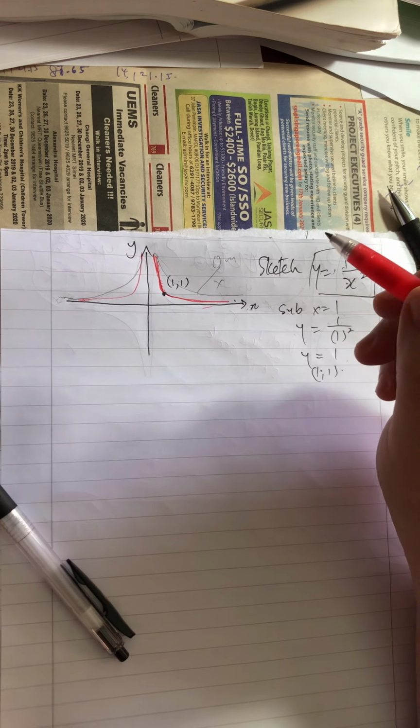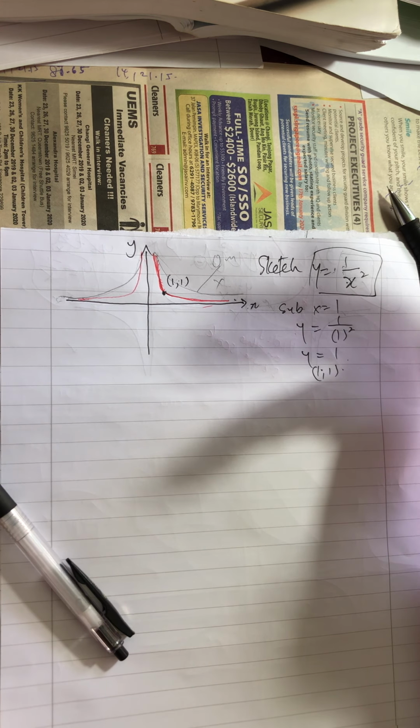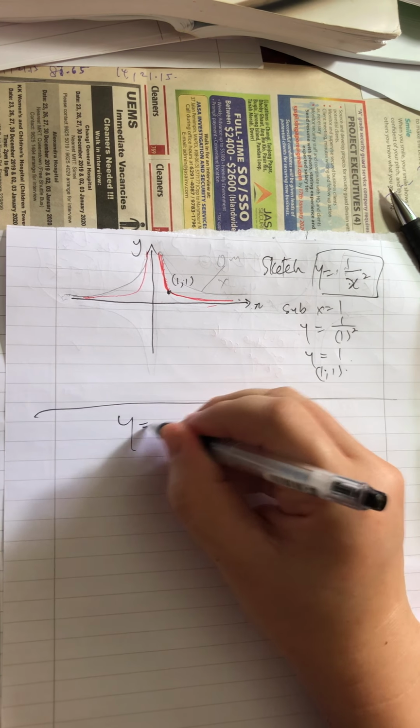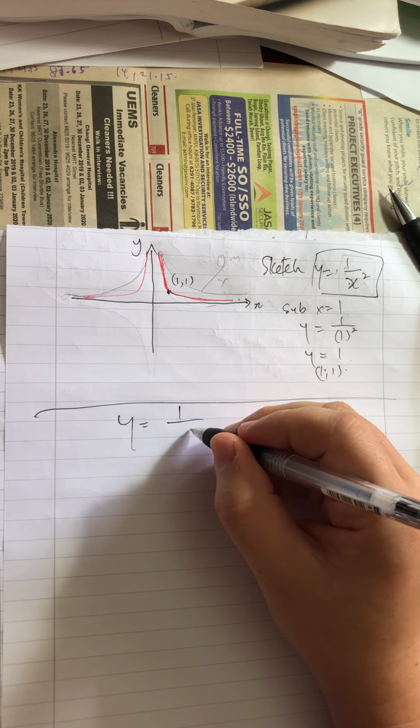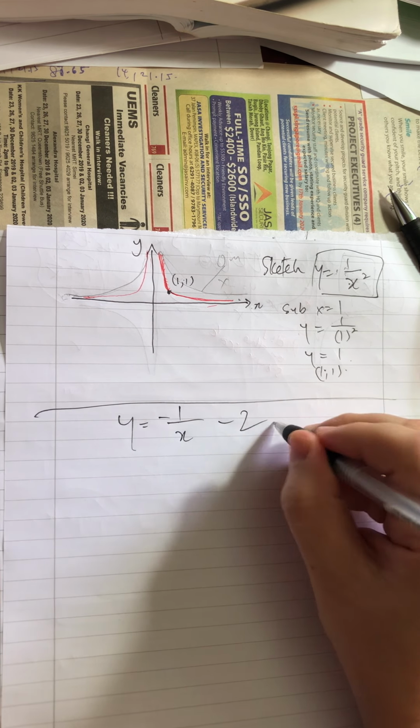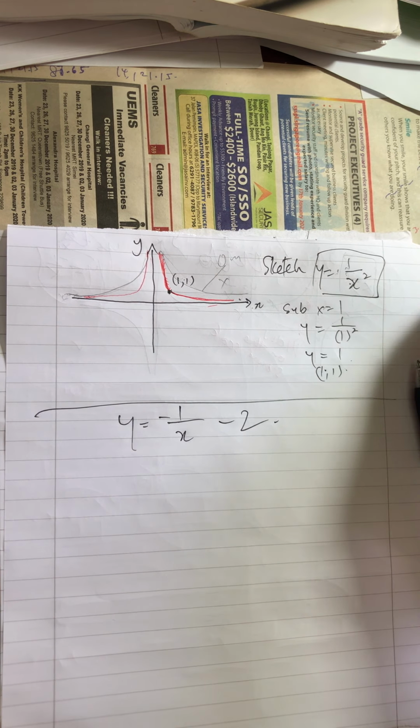Alright. Now, is there any other way they can test you? Yeah, maybe they can ask you minus 1 over x squared, then minus 2. Then how do you draw this?